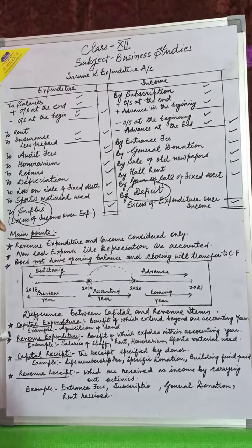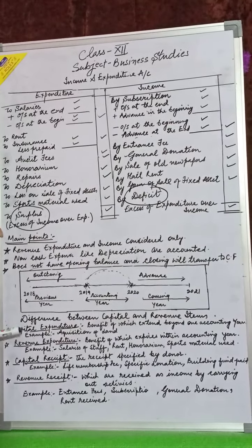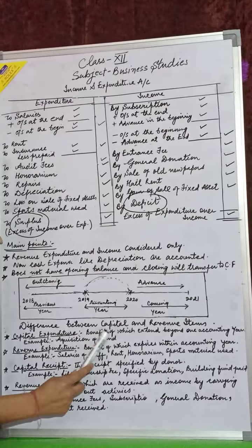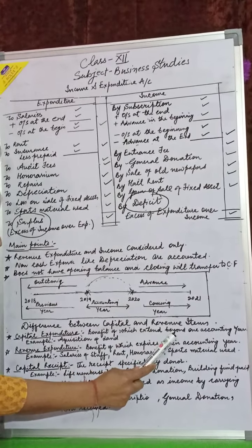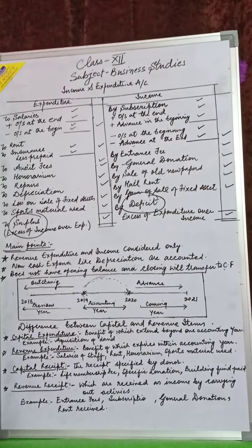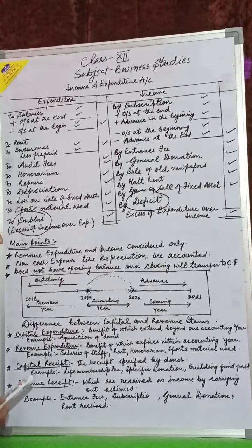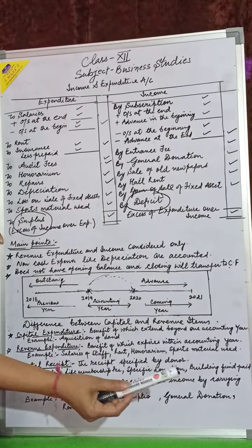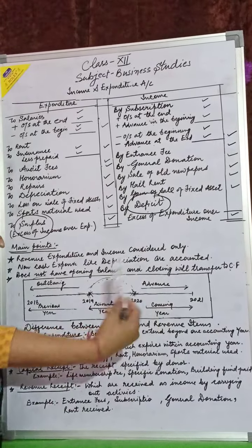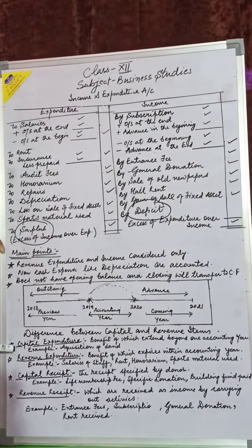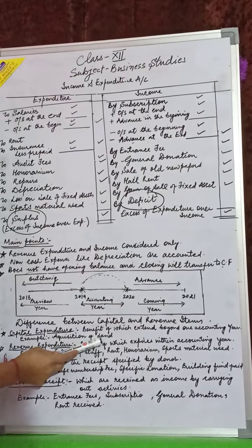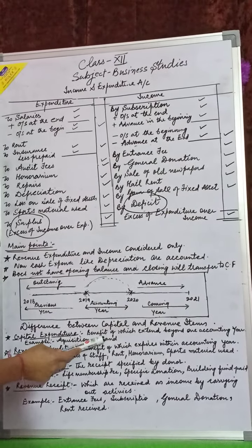First, let us see capital expenditure. Capital expenditures are those whose benefit extends beyond the accounting year. Capital expenditures are those whose benefit is not only for the current year but also for the coming years. So that's why it is called capital expenditure. For example, acquisition of land, if you purchase any land.